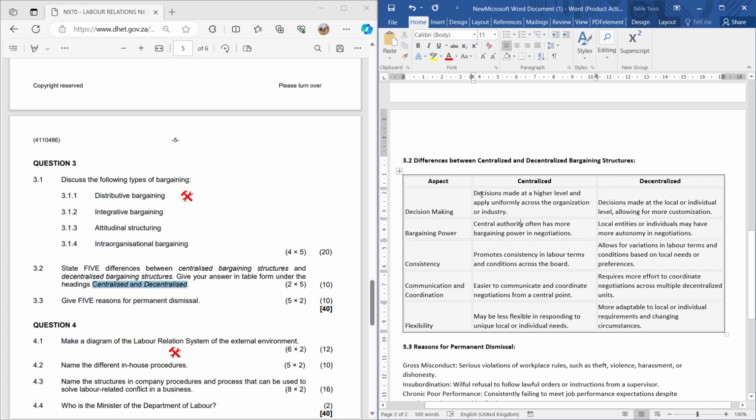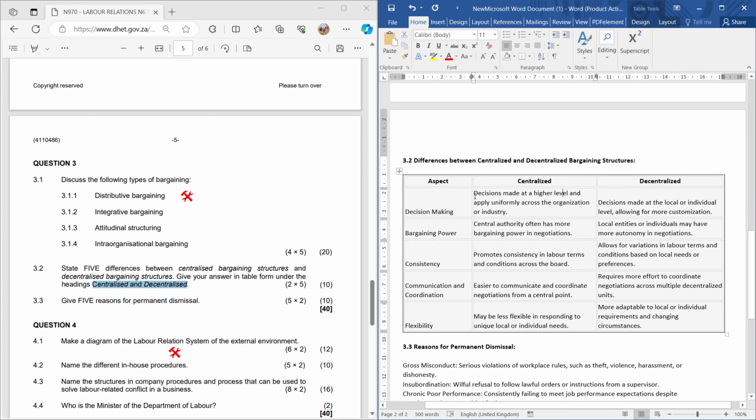All right, so we are required to tabulate 5 differences between centralized and decentralized bargaining structures, right? We are going to be looking at these 5 differences in certain aspects, so we need to rate these two types of bargaining structures on something, right? This is part of that table, and these are the aspects. So in terms of decision making, this is how centralized and decentralized bargaining structures are different, right?